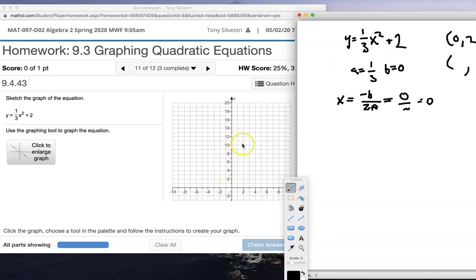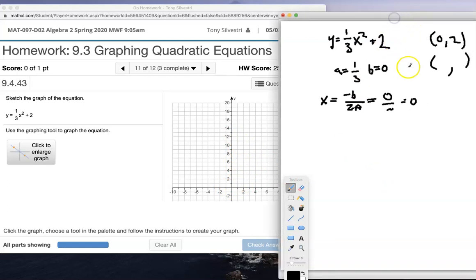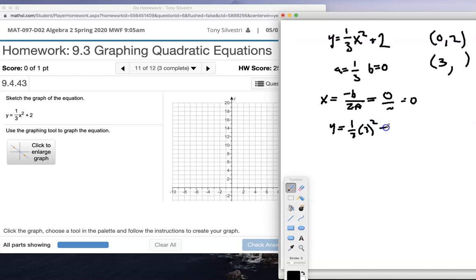There's no way I can plot fractions on this. It's always whole numbers. So the key to graphing with a fraction is to pick an x value equal to the denominator. Make it 3 when you have a fraction. So to get the y, I plug in 3 for x. Y equals 1/3 times 3 squared plus 2.